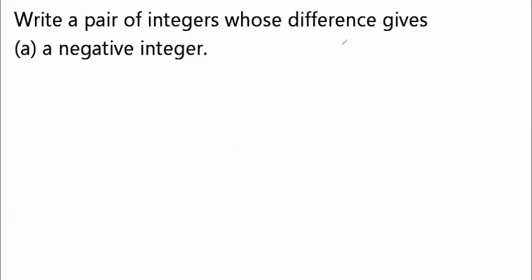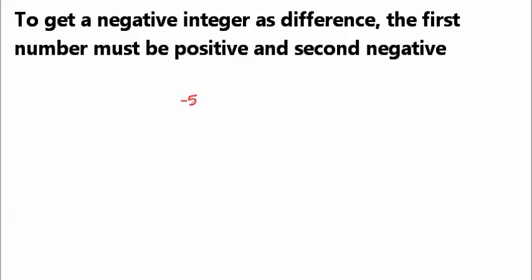So to get the answer as a negative integer, the difference has to be a negative integer. What we need is the first number to be negative, let's say -5, and the second number has to be a positive number.